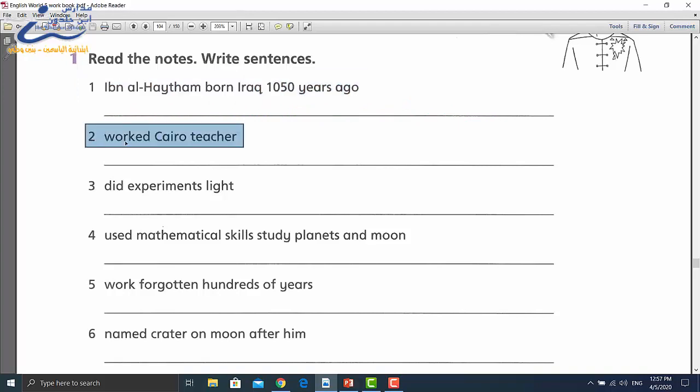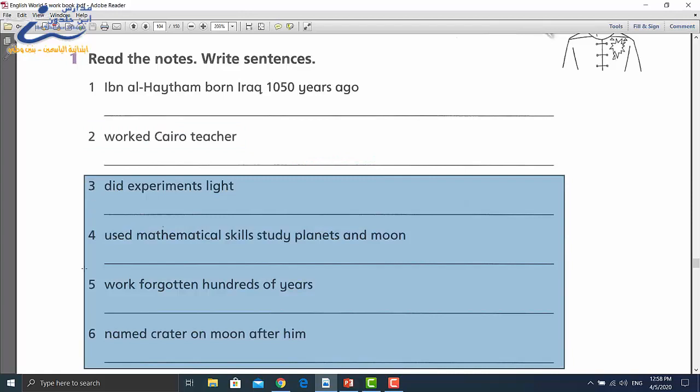Number 2. Worked Cairo teacher. Great. The answer is he worked in Cairo as a teacher. I need you to complete the rest as homework at home.